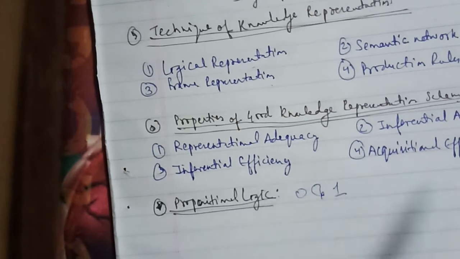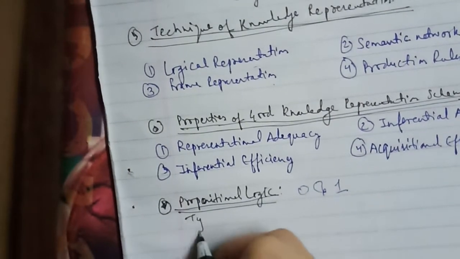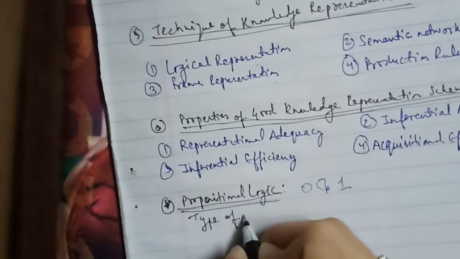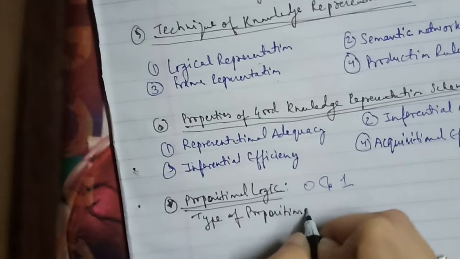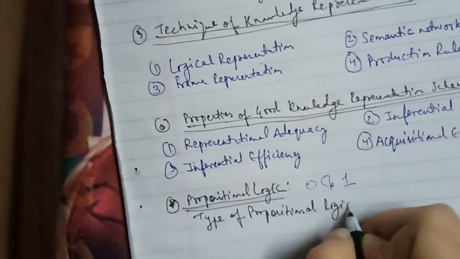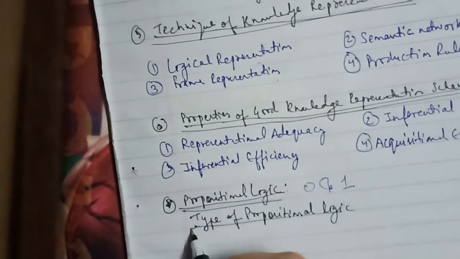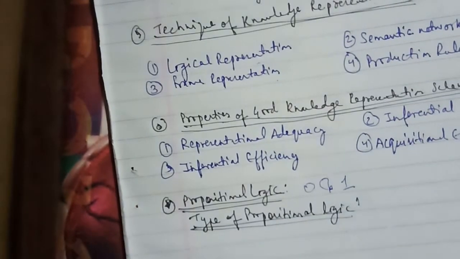The two types of propositional logic we have. The first we have is the atomic proposition.